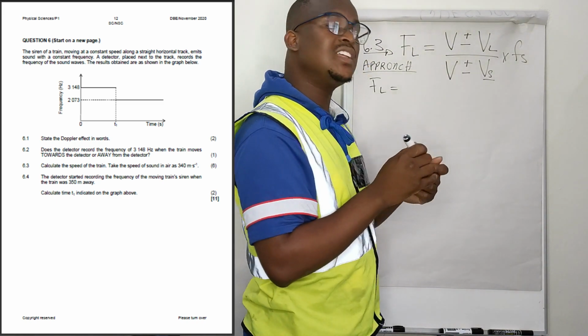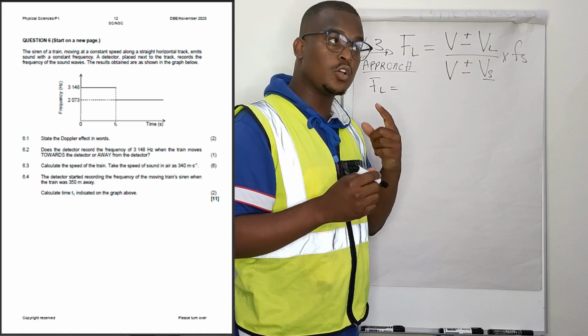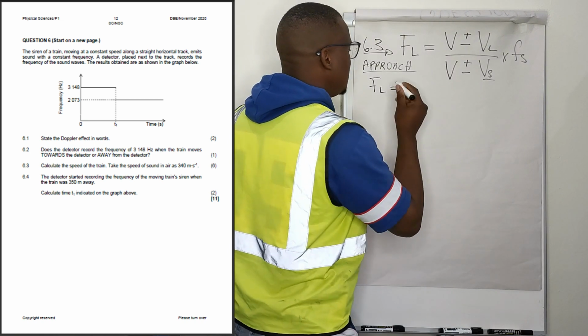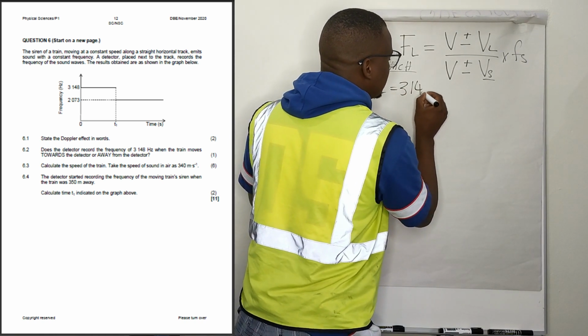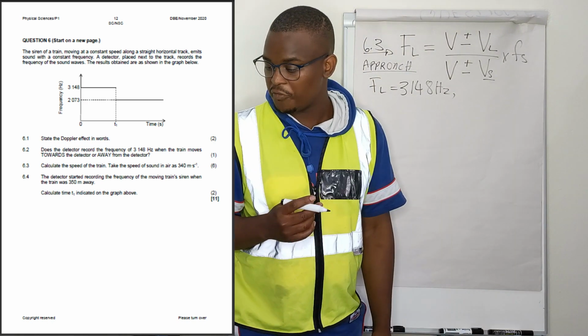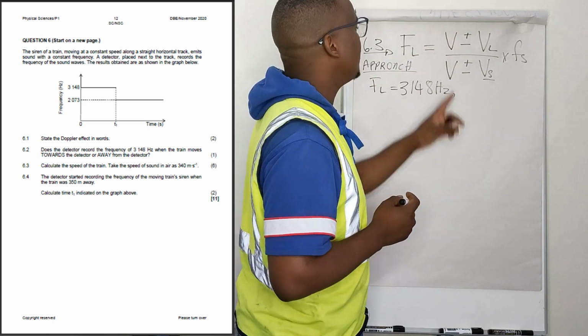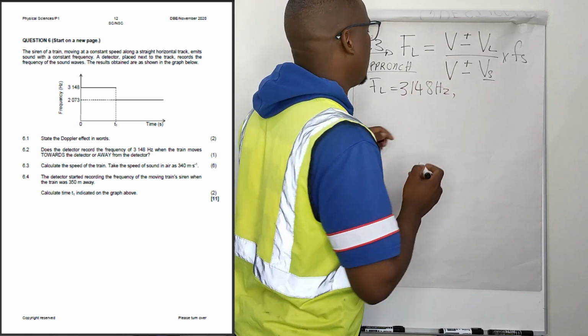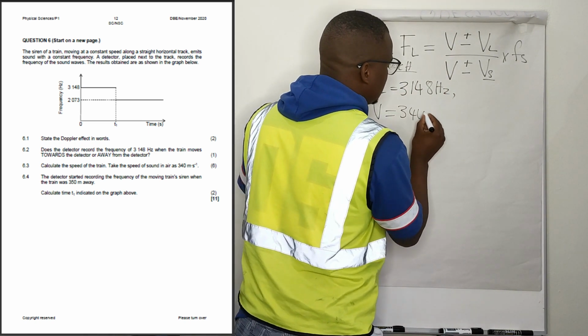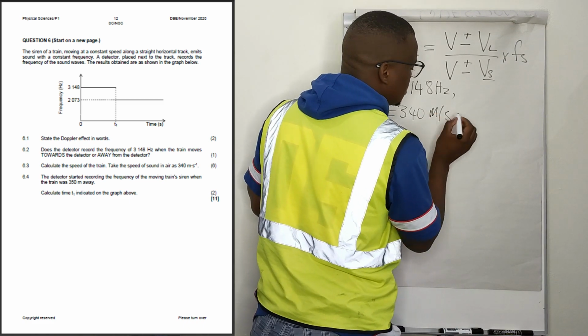So when our source of sound was approaching, we had the frequency of a listener. It was 3,148 hertz. This was our frequency of a listener. What else do we have? We have V, which is the same as this one, the speed of sound in air, which we are told to take as 340 meters per second.